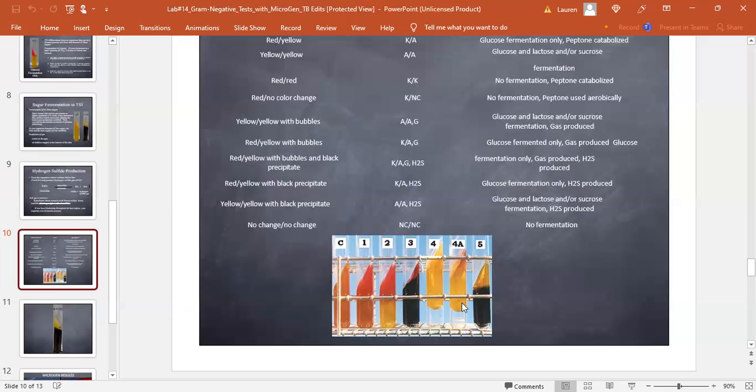So because I don't think that there's going to be any multiple choice questions about the TSI slants, but there's going to be a whole section on the lab portion that'll be interpret and explain what's happening. Right. Okay.